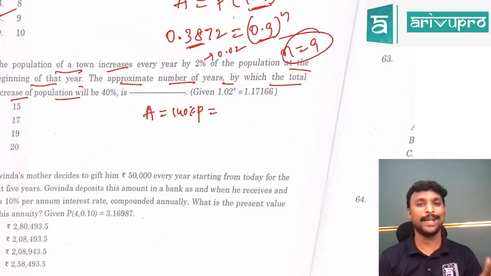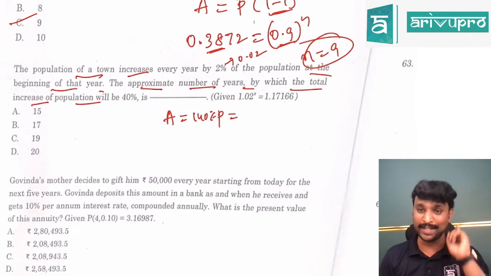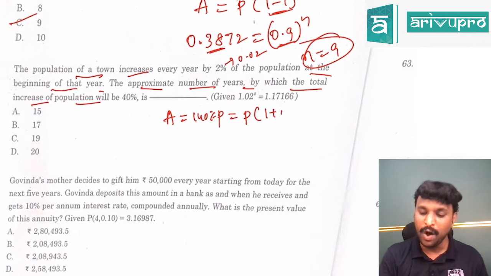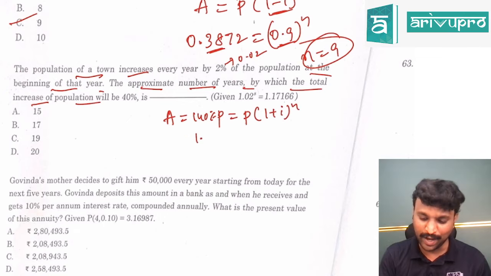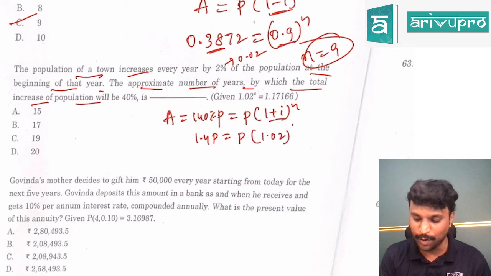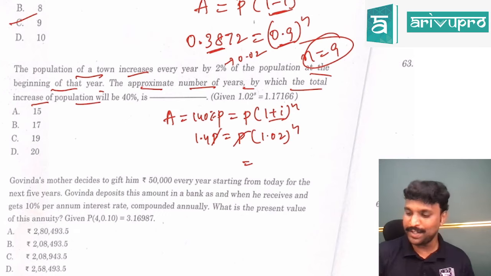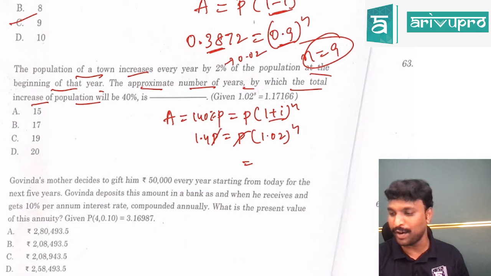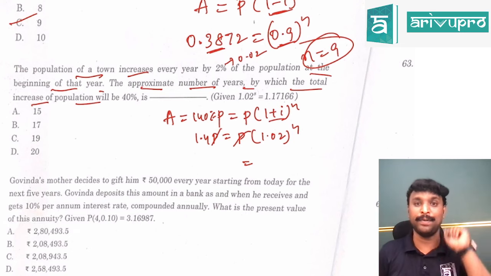Correct? Now what is amount formula, guys? Population problems are always compound interest. So what is amount formula for compound interest? P into (1 plus I) whole power n. Guys, what is 140%? It is 1.4P is equal to P into 1.02 whole power n. P cancels. All that you need to do is type 1.02 in the calculator and press into, keep on pressing equal until you get 1.4 approximately. So for that, counter number becomes 18.